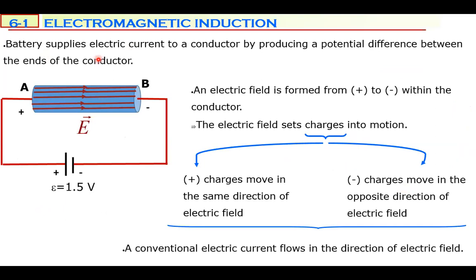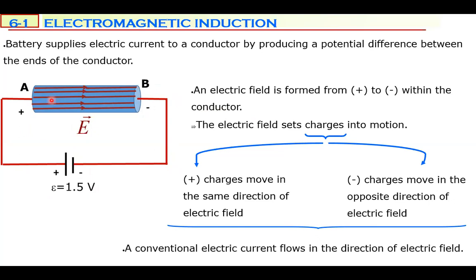So batteries, we know, supply electrical current to a conductor by producing a potential difference between the ends of the conductor. If there is no potential difference between the ends of a conductor, there will be no electric current. So the cause of electric current is potential difference, and a battery supplies that. A battery has a positive terminal, as I said, and a negative terminal, and there's a difference in potential between these two terminals. When you connect this battery to a conductor, say that this conductor is AB, A side is attached to the positive terminal of the battery, B side is attached to the negative terminal. Of course, whatever the potential difference of this battery is, this conductor will have the same potential difference, 1.5 volt.